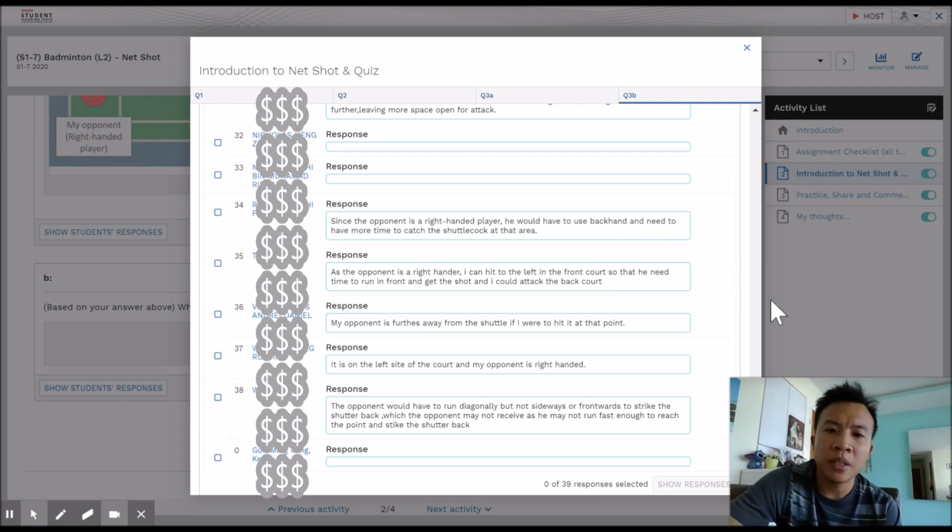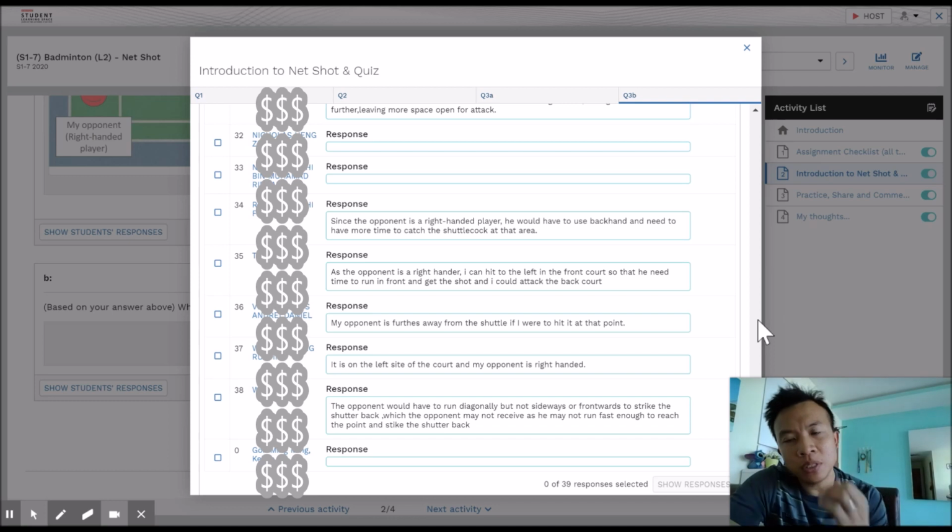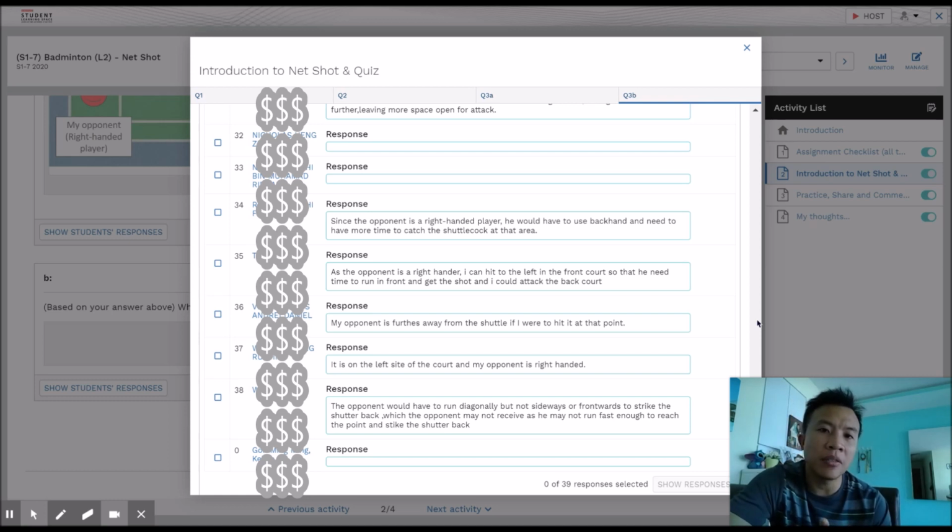So generally, if I were to use the data gathered from this lesson, I may want to draw the students' attention, in the following lesson, to the fact that attacking the opponent's backhand side would generally be more advantageous. So something for you all to consider, something for you all to experiment with.